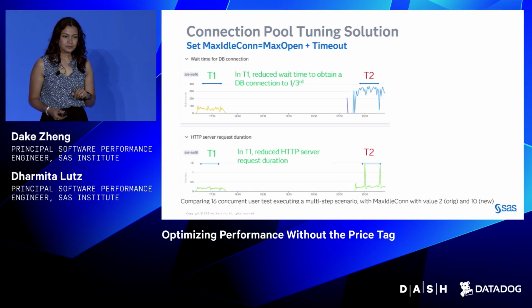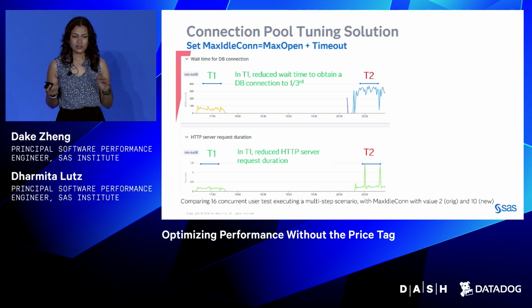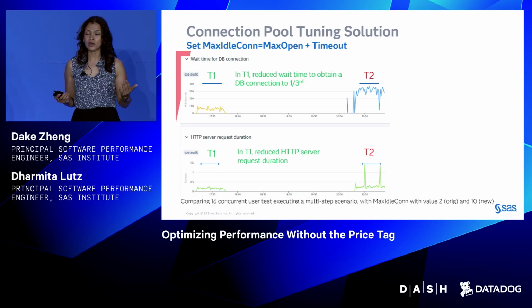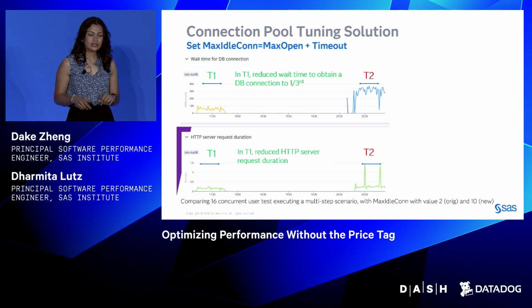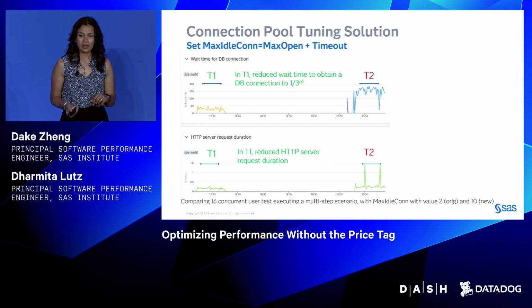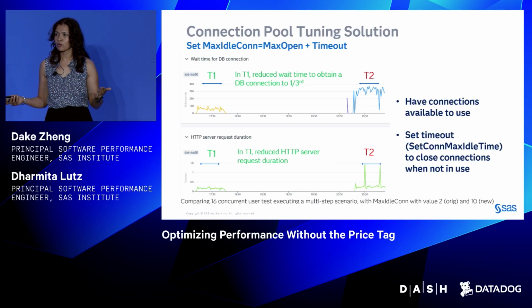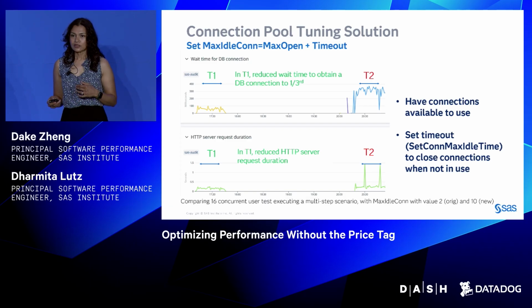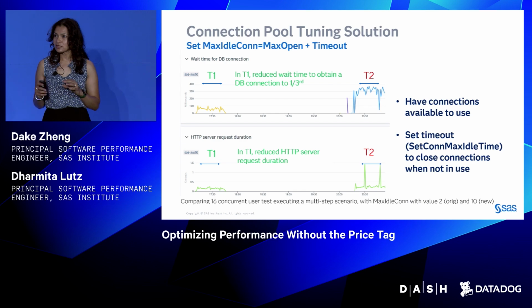So things were looking better. We were also able to see that with T1, which has the new setting, we had reduced wait time to obtain a database connection. That wait time was reduced to 1/3. Additionally, the HTTP server request duration also was reduced. So we learned that we have to have connections available to use to impact performance, but we have to be careful because these are settings.